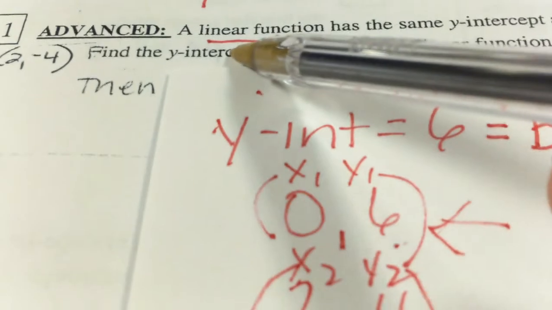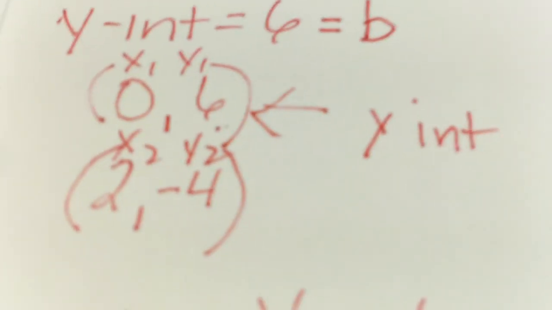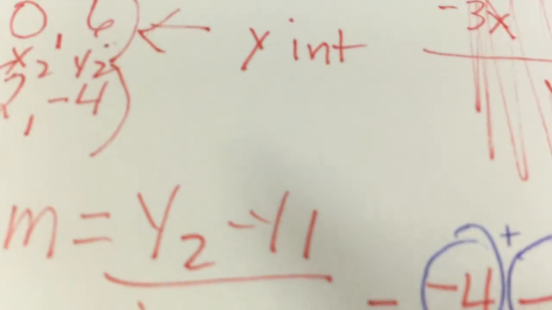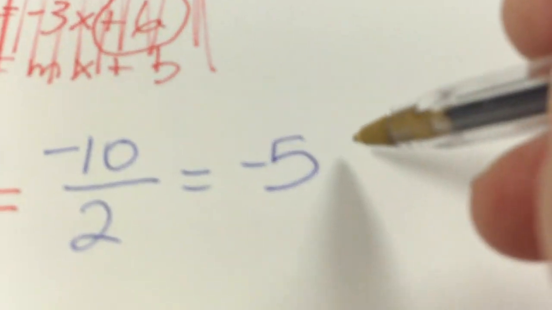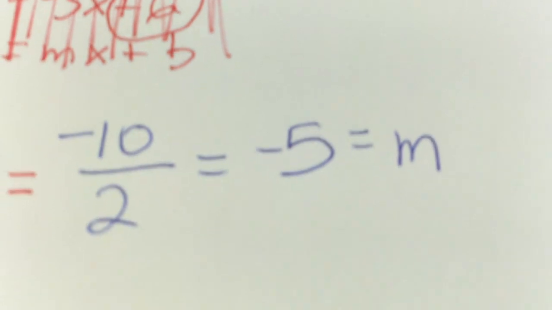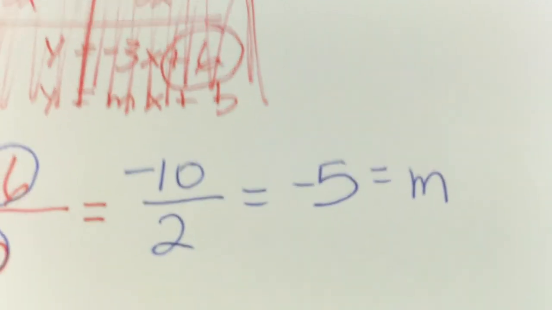So the question was, find the y-intercept and the slope of our mystery linear function. Well, the y-intercept was 0, 6, and the slope was negative 5. That's it. That's all she wrote, kids.